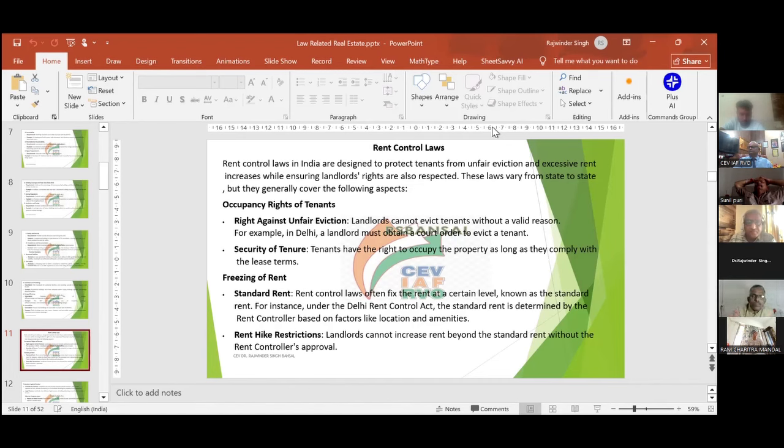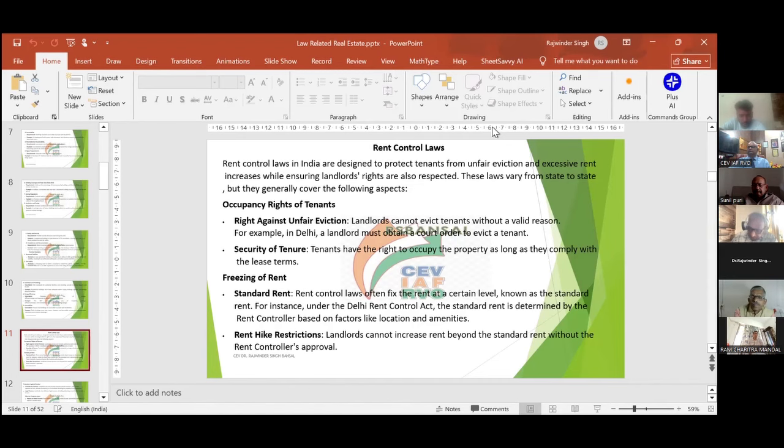So as an engineer or as an architect, many times you might have calculated standard rent for the code purposes, or you may have acted as an expert, a building expert, a builder, building designer, in the court of law to help a tenant or to help a landlord.